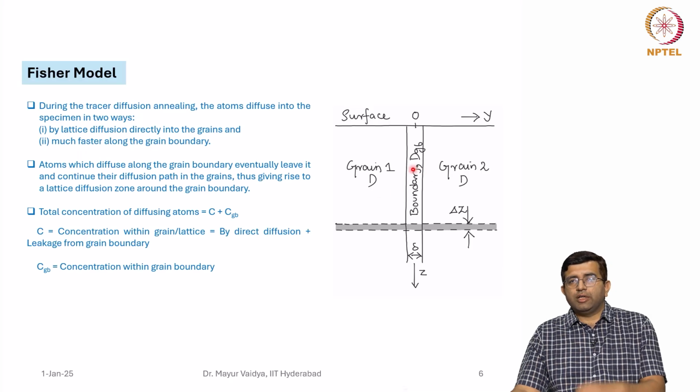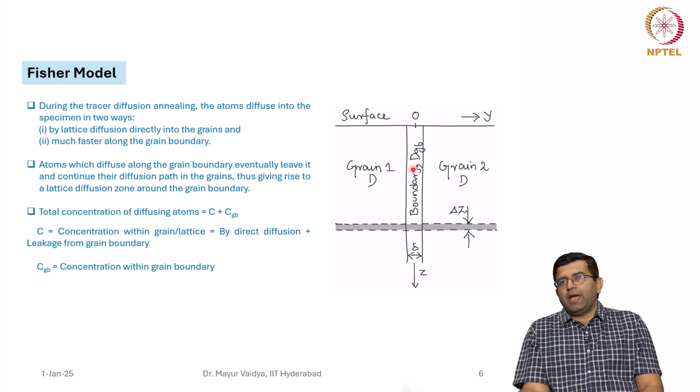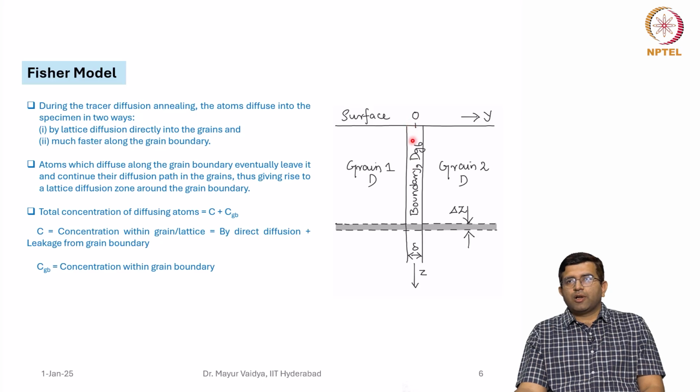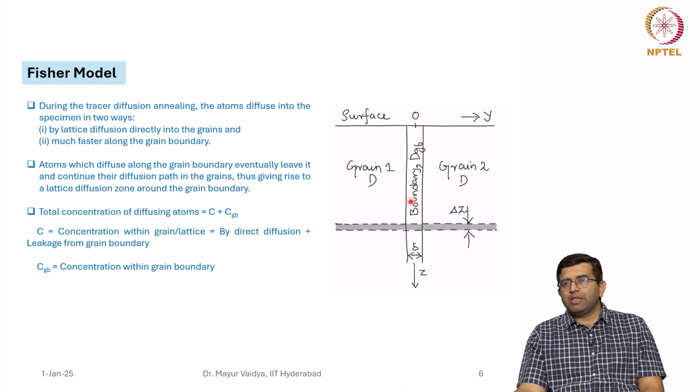Now, the twist comes here. The atoms which go to the grain boundary will eventually leave it and continue their path in the grains, giving rise to a lattice diffusion zone around the grain boundary. Remember, the moment they are coming here, there is also a flux, there is also a concentration gradient in this direction, in the y direction. So, therefore, they will eventually come out of the grain boundary and move into the grain.